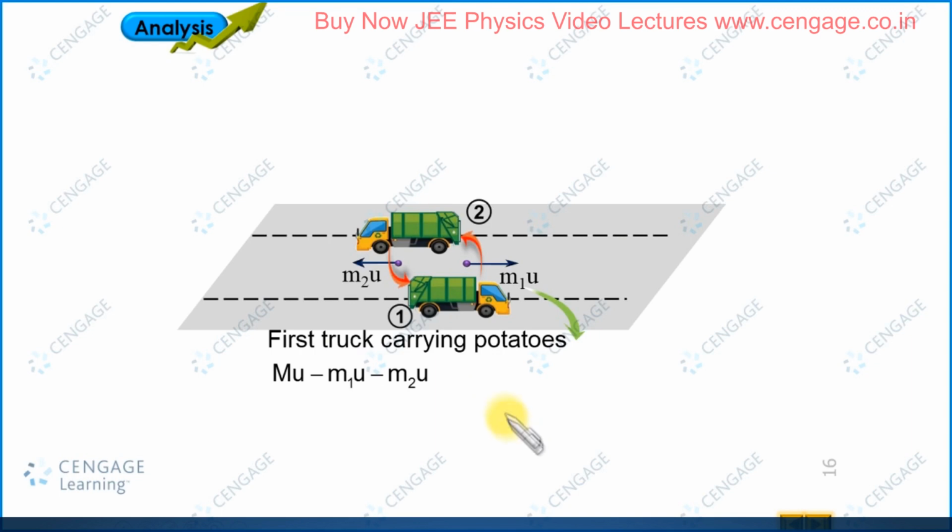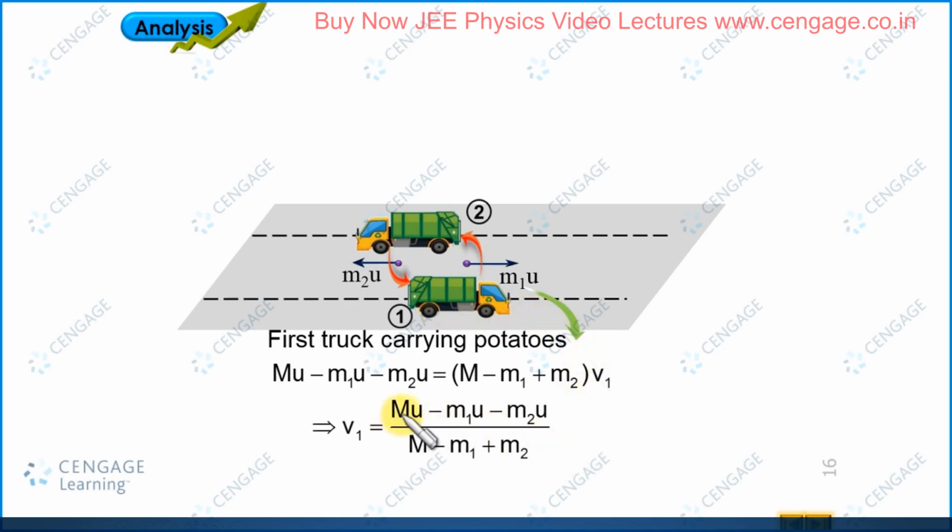So the mass of the system of the first truck should be equal to capital M minus m1 plus m2, and linear momentum should be equal to this mass multiplied by its velocity just after the process. From this equation we can find the velocity of truck number 1 in the rightward direction. This is equal to capital M u minus m1u minus m2u divided by capital M minus m1 plus m2.